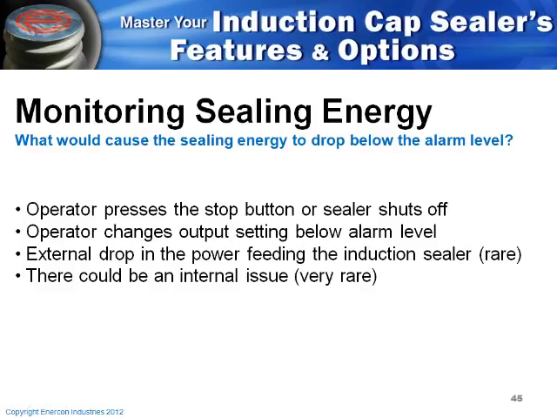Now this isn't very common because our circuitry is designed to compensate for that, so that line dip would have to be pretty severe. Lastly, there can be an internal issue inside the sealer, but due to the reliability of our units, that really is very rare. Keep in mind that on all of our sealers, as I mentioned, the alarm level is adjustable, so you can set it just about anywhere you'd like, depending on your application.